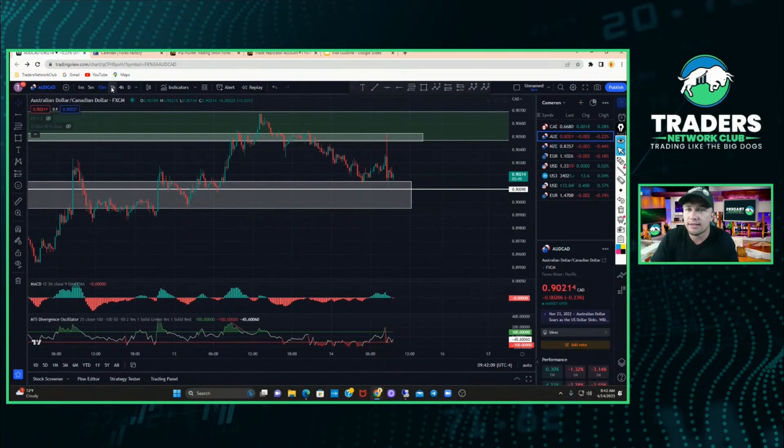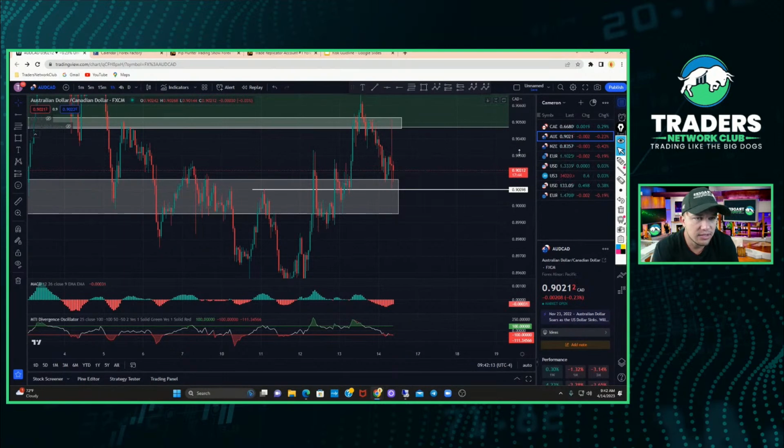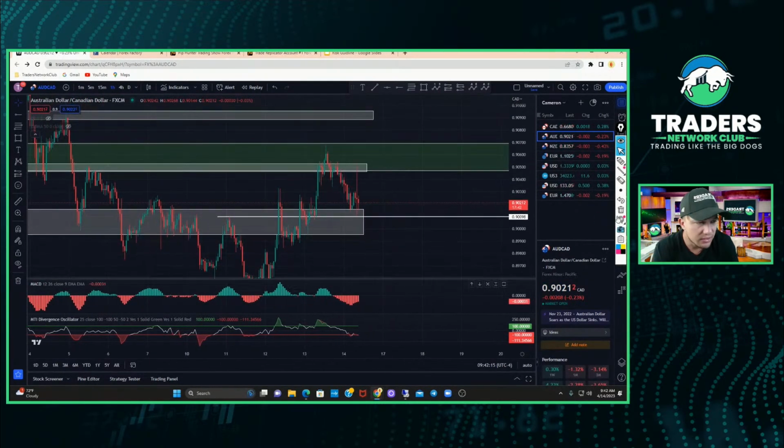Okay, Aussie CAD. Let's take a look at the 1 hour. Yeah, we see in the 1 hour, we see some correction here. As we can see, price was moving on the Aussie CAD. We're moving pretty bullish here. Price took out this key high right here.